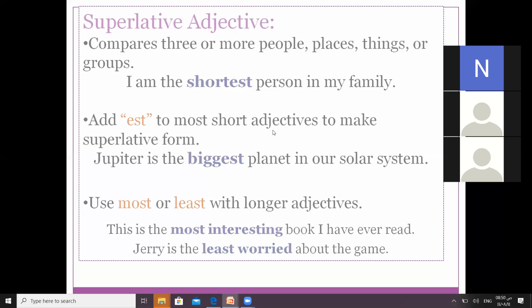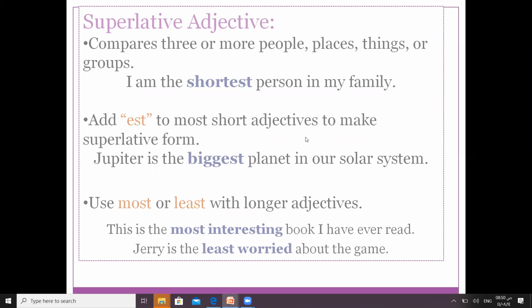What do I mean by short adjectives? Short adjectives that have one or two syllables. To make the superlative form, we will add est when we are comparing more than two nouns. Add est when you have short adjectives to make the superlative form. Superlative form, I'm comparing between three or more nouns.